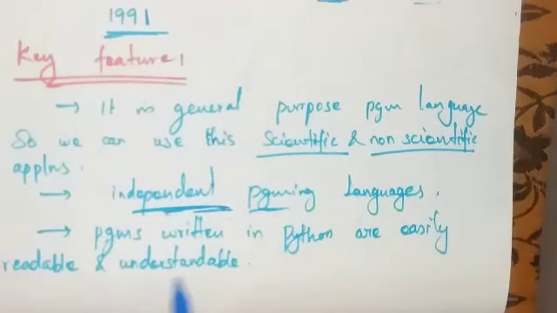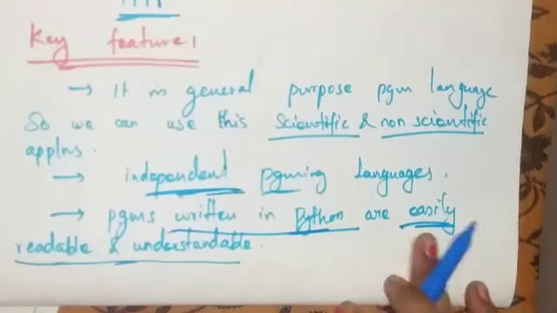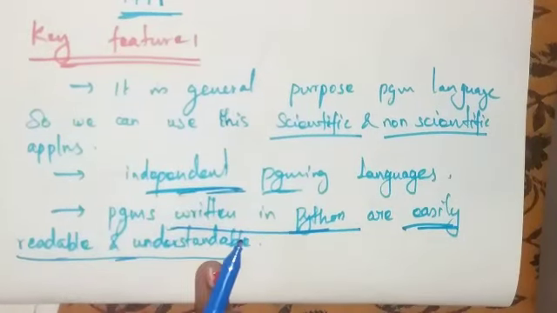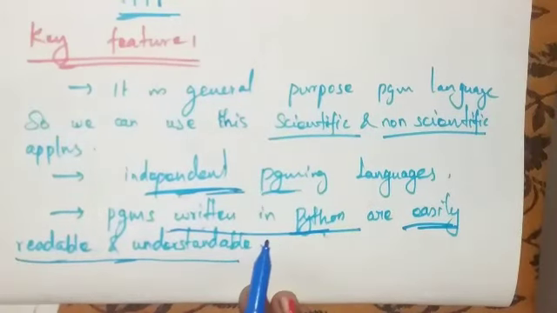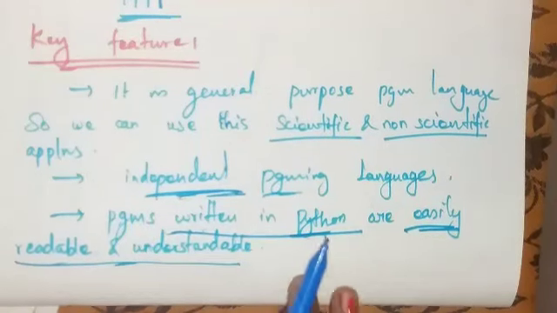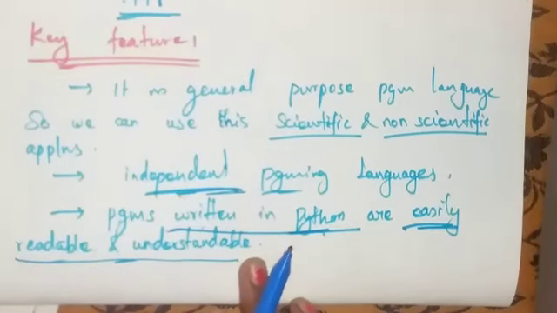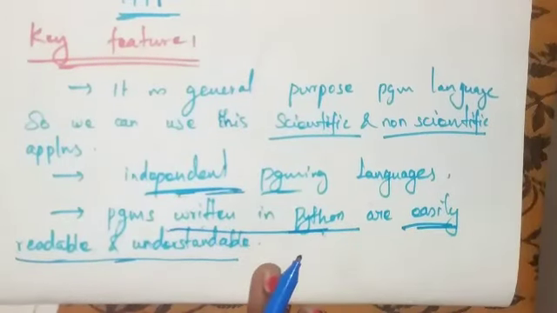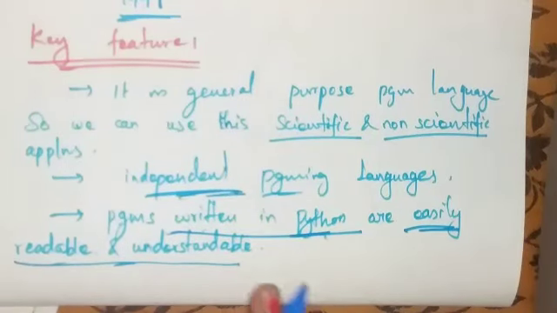Okay, next point is programs written in Python are easily readable and understandable. What does it mean? A Python program is very simple, because C++ and Java have syntax, header files, main functions, and so on. But Python is a simple programming language. Okay, you can understand the program easily because its code looks like normal English text.